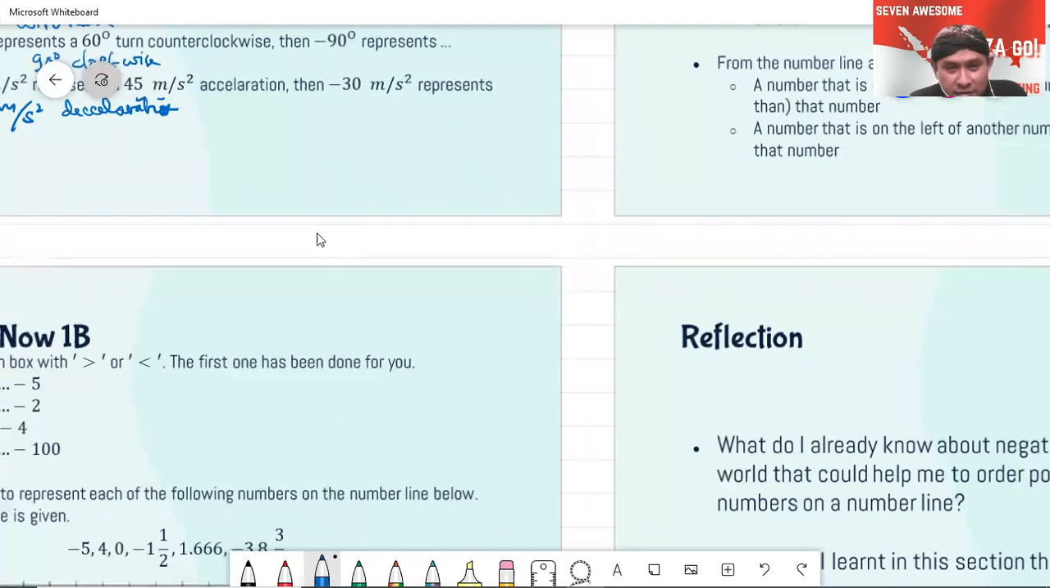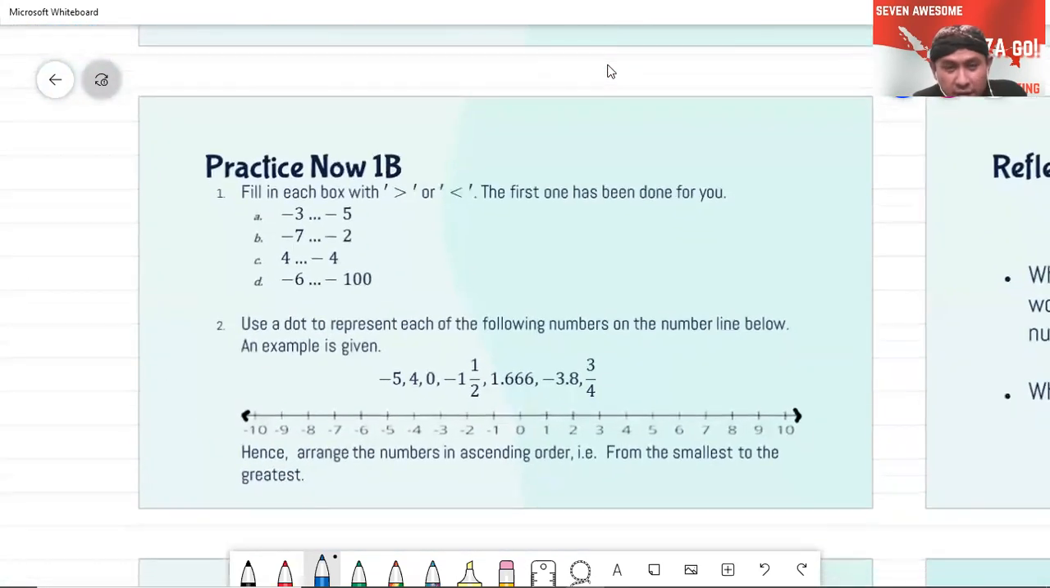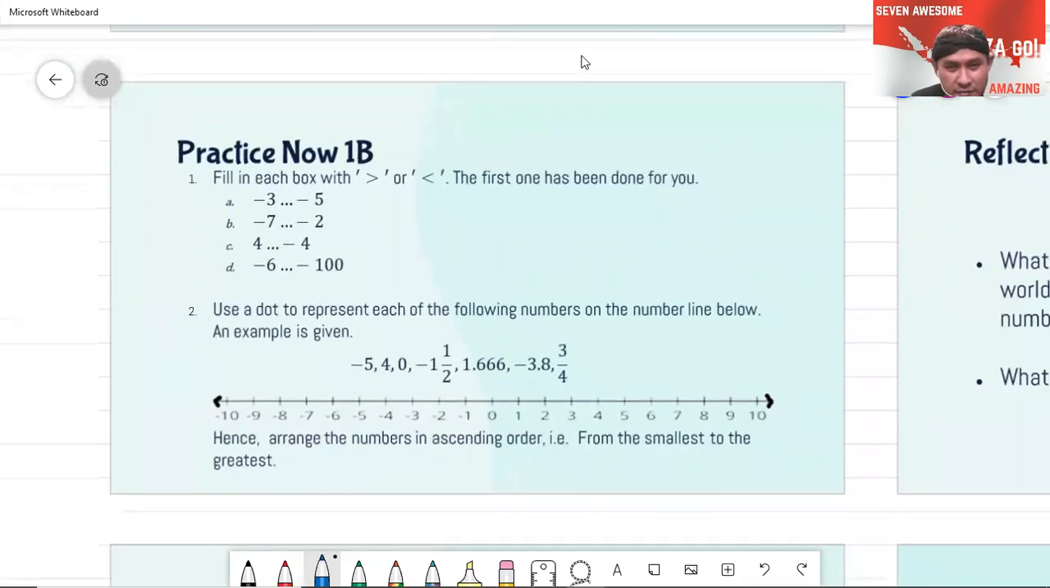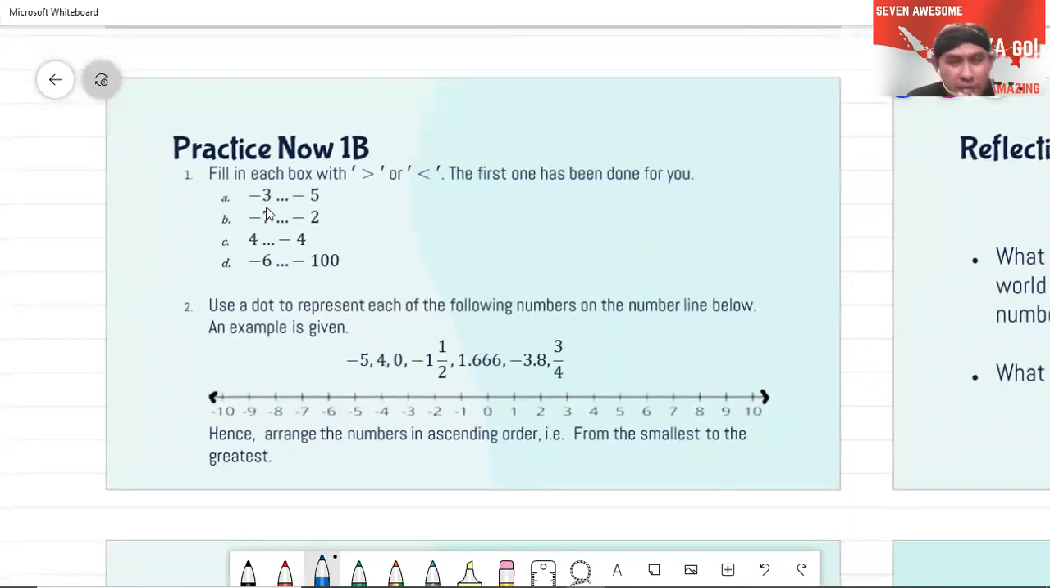Let's have a practice, 1B. Negative 3 and negative 5. Which one is bigger? Which one is greater? This one is greater. You know why? Because negative 3 is located on the right of negative 5. So negative 3 is greater than negative 5.